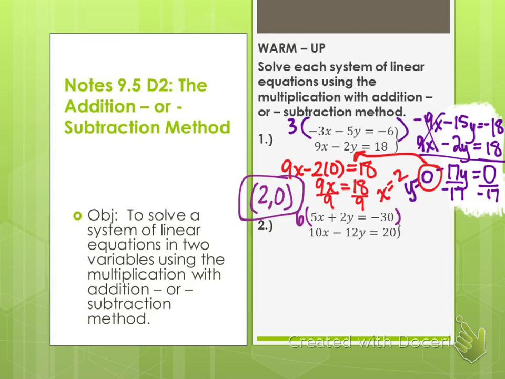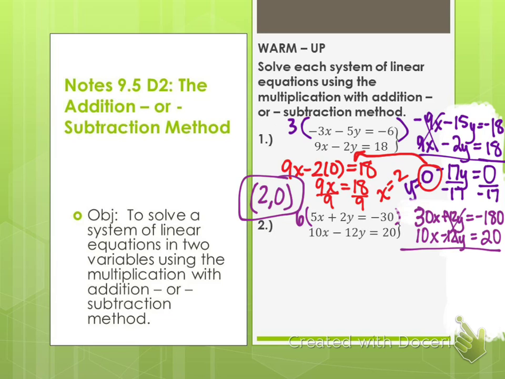If you chose to get rid of the x's on this problem, that's fine. You should get the same answer in the very end. Your work will just look different the whole way through, or most of the way through. All right, if we multiply the top by 6, that gives us 30x plus 12y equals negative 180. Our bottom equation stays the same. 10x minus 12y equals 20. We decided at the beginning that we were trying to get rid of the y's, and we see that they will now cancel out.